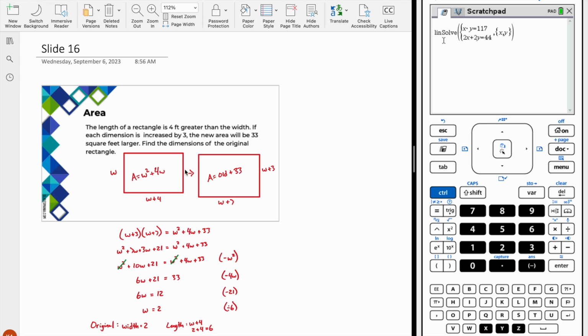So we go ahead and work our problem and set it up. To find the dimensions of the original rectangle, we first have to set our old area equal to our new area. So we set w squared plus 4w, which is our w times w plus 4, and we go ahead and multiply that against our equation.